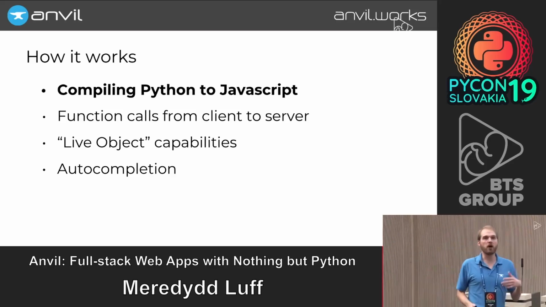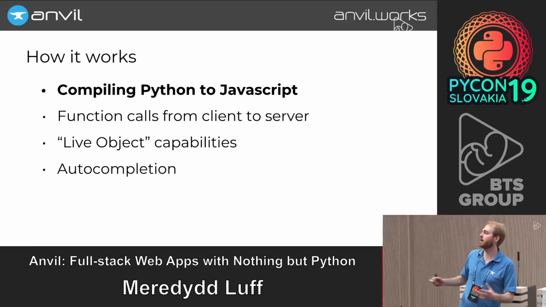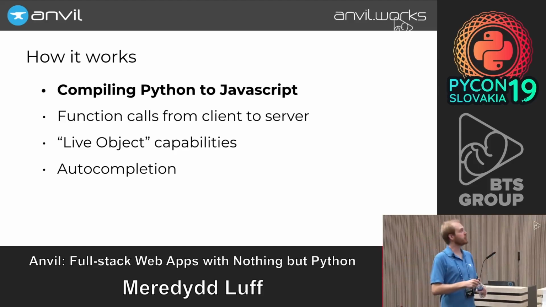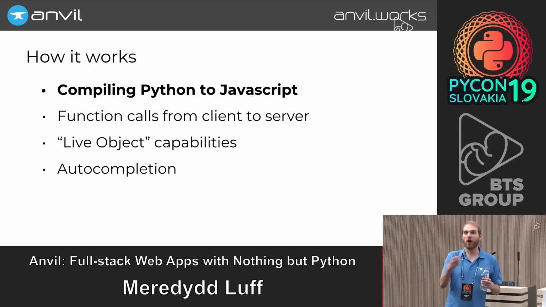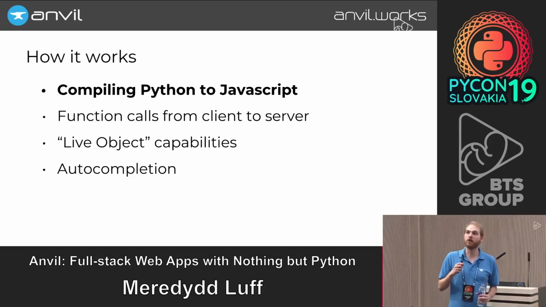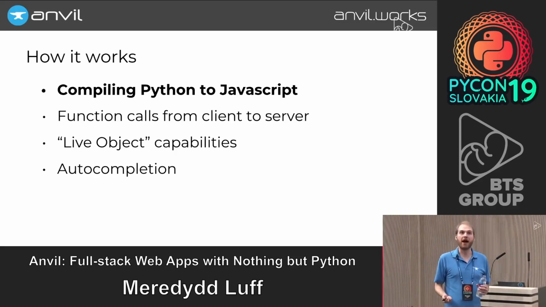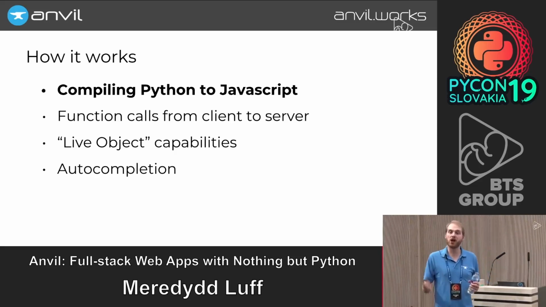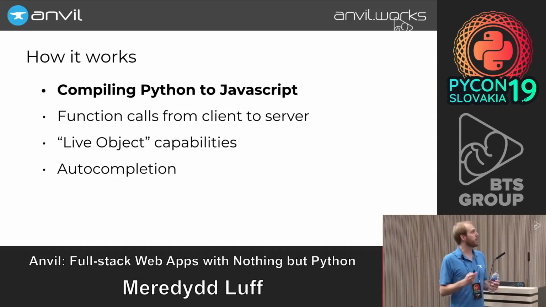So this is sort of a set of mini tech talks about how parts of Anvil work underneath. Thank you. I'm going to start with compiling Python to JavaScript, because this is obviously one of the major things. If you want to write your full stack application with nothing but Python, then you're going to need to run code in the browser. And if you're running code in the browser, it has to be in JavaScript. So we need to somehow translate Python to JavaScript.